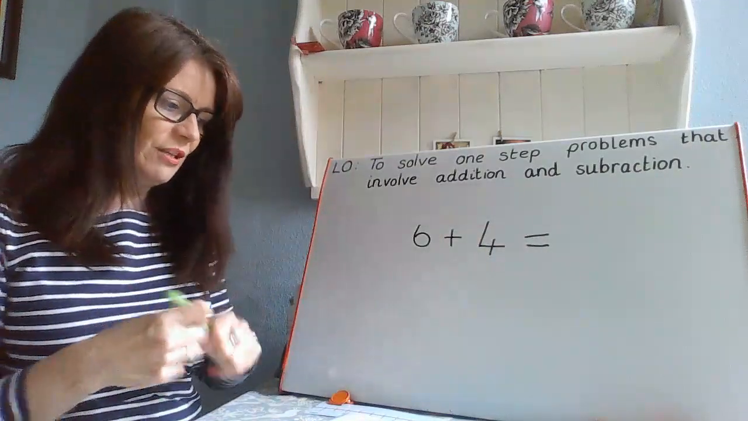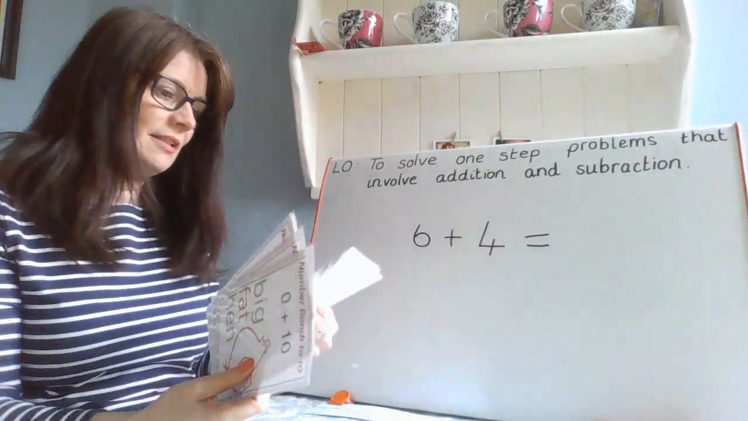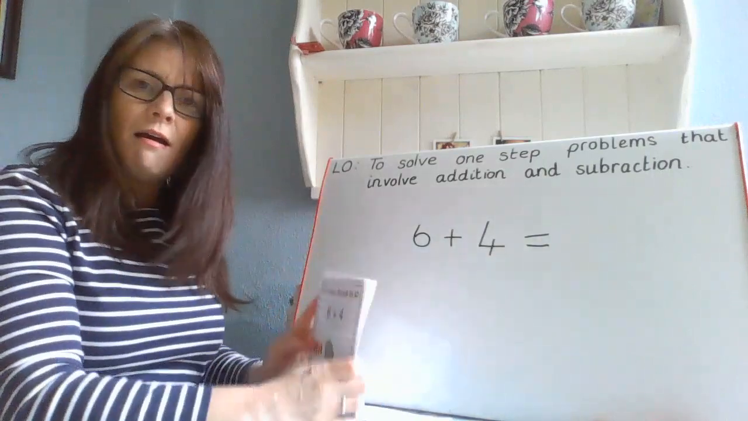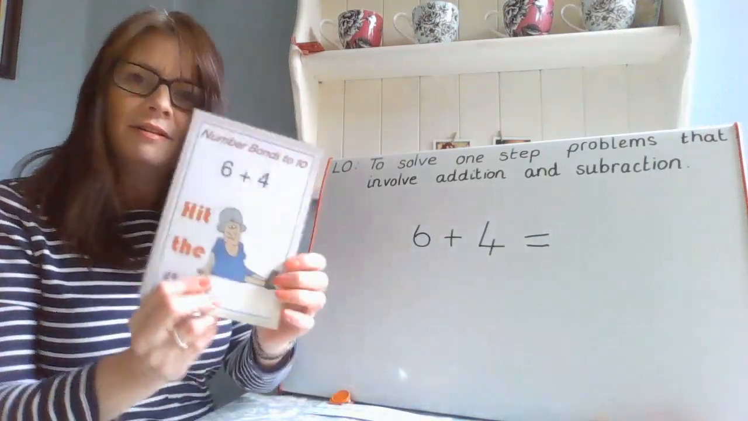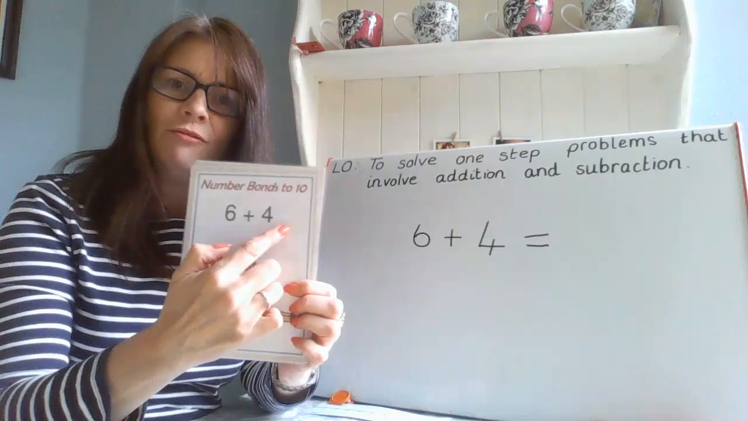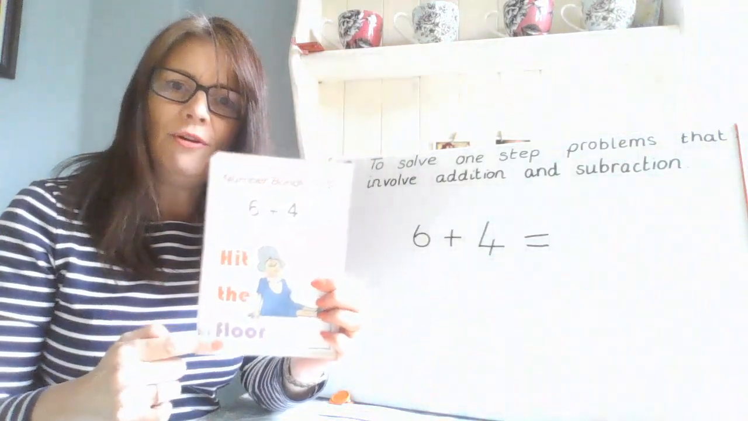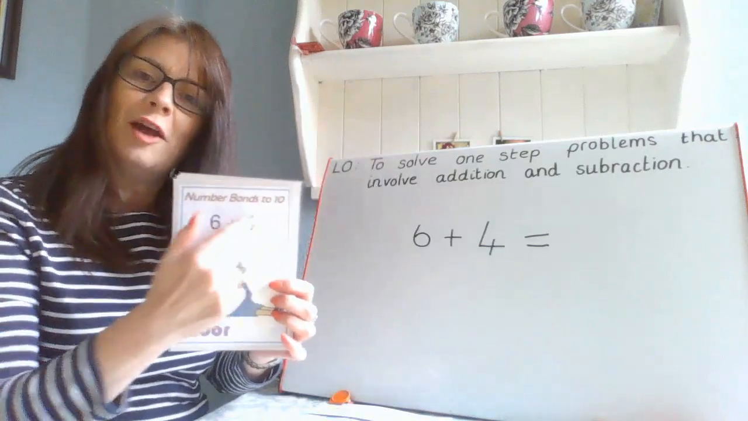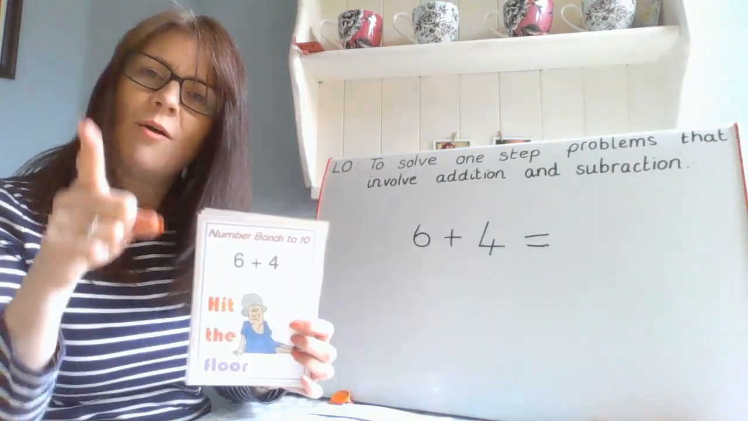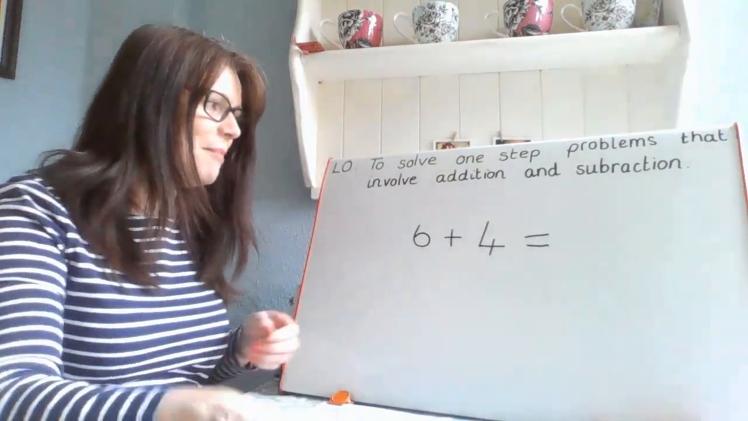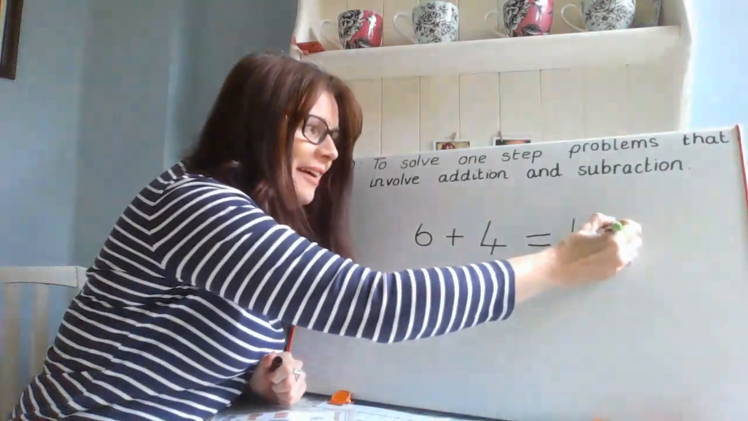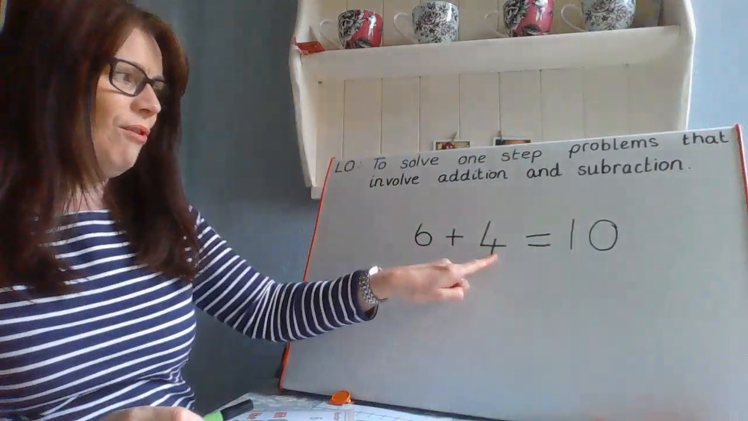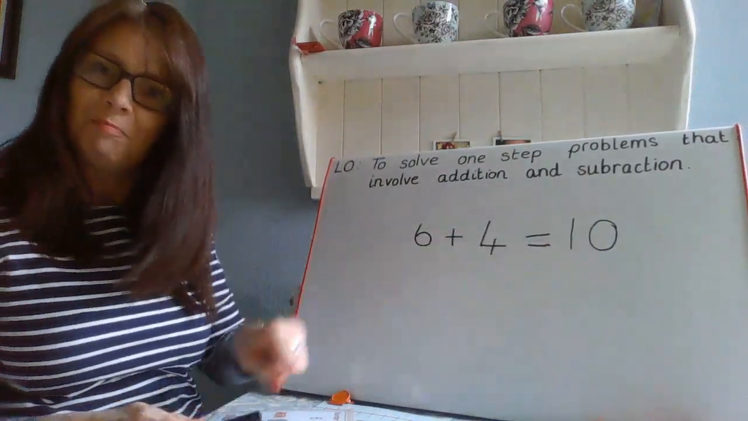Ooh, I've just looked at that number sentence. Hang on. It's one of our number bond raps. 6 and 4, hit the floor. I know that the number bond raps always make what? Always make 10. 6 add 4 equals 10.